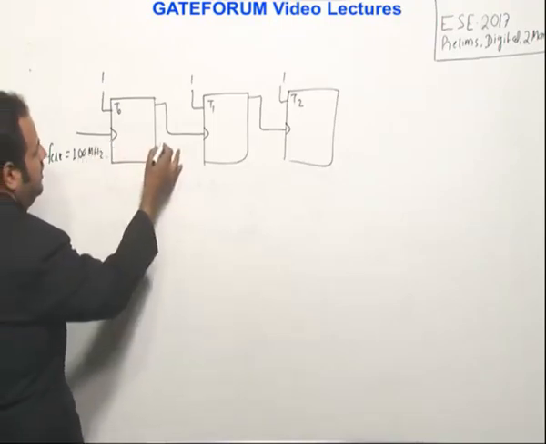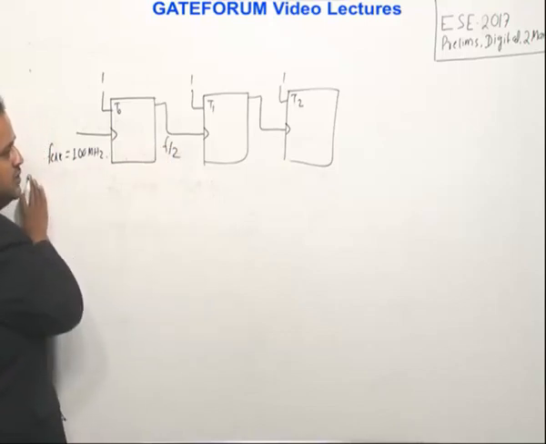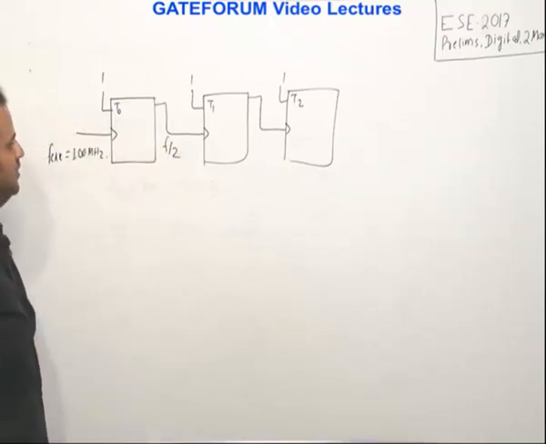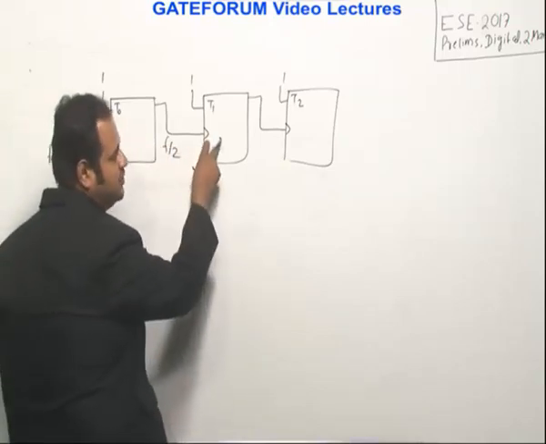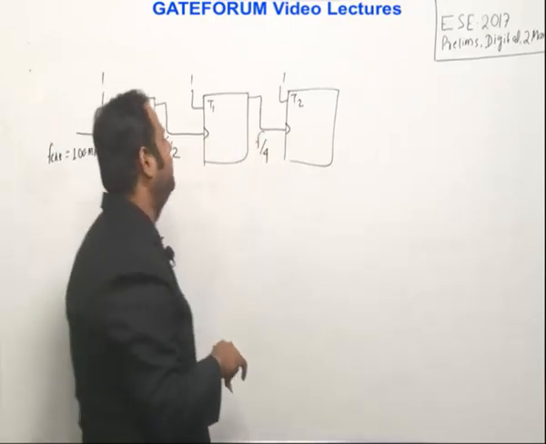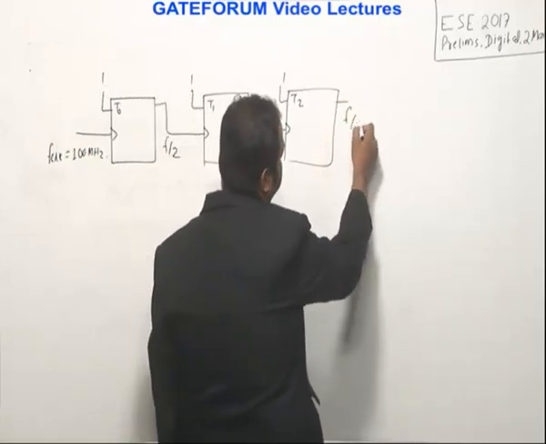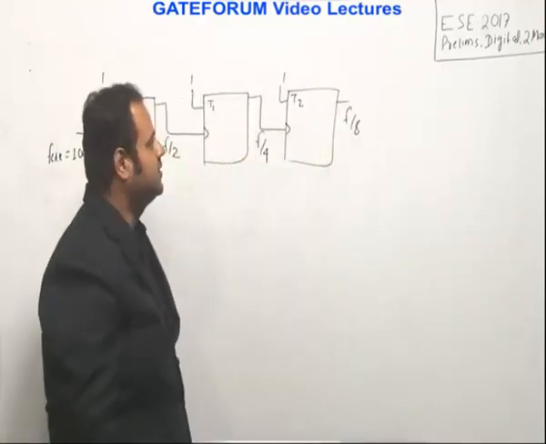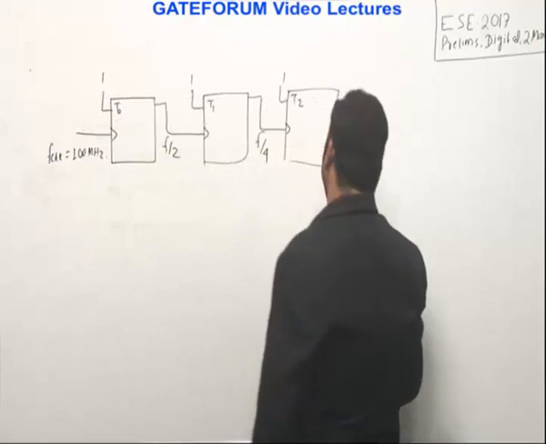If this input is F, you get here F by 2. So whatever the frequency is there, you will get by 2 here. So if F by 2 is the input to this, what will you get here? You will get F by 4. If F by 4 is the input to this, what will you get here? You will get F by 8. So they are asking what is the final output. So final output is F by 8.